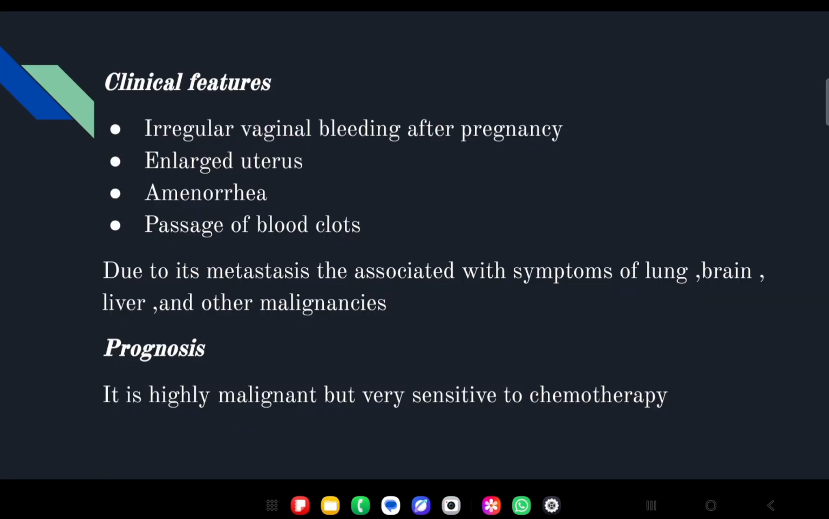Clinical features are irregular vaginal bleeding after pregnancy, enlarged uterus, amenorrhea, passage of blood clots. And it is a malignant condition. As for prognosis, this malignancy is highly malignant but very sensitive to chemotherapy. It responds to the chemotherapy given.